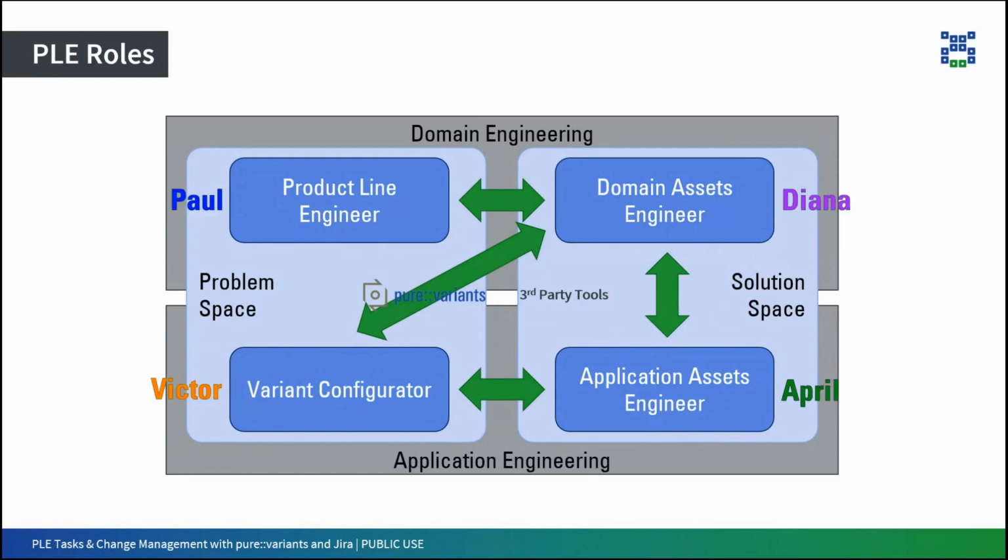And to make it easy to understand what I will demonstrate later on, I introduce 4 names. Yeah, so Paul, Diana, Victor, and April. Yeah, you can see they are the engineers with a specific role that are just introduced accordingly.